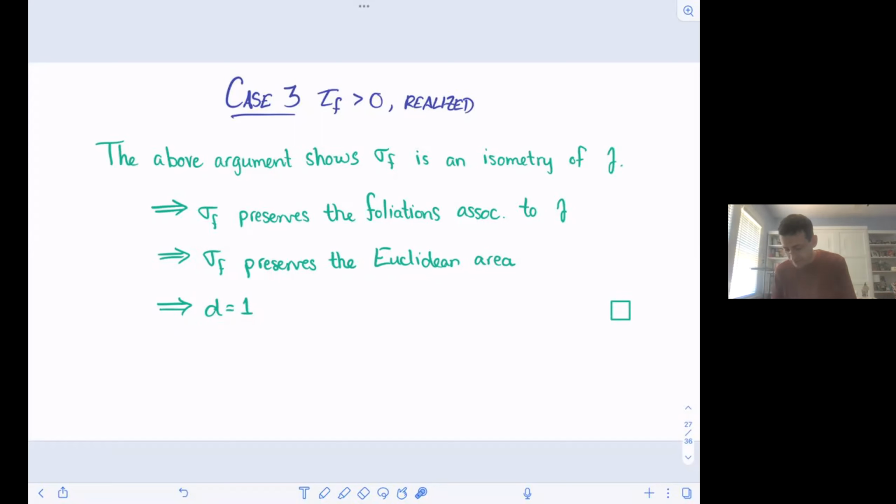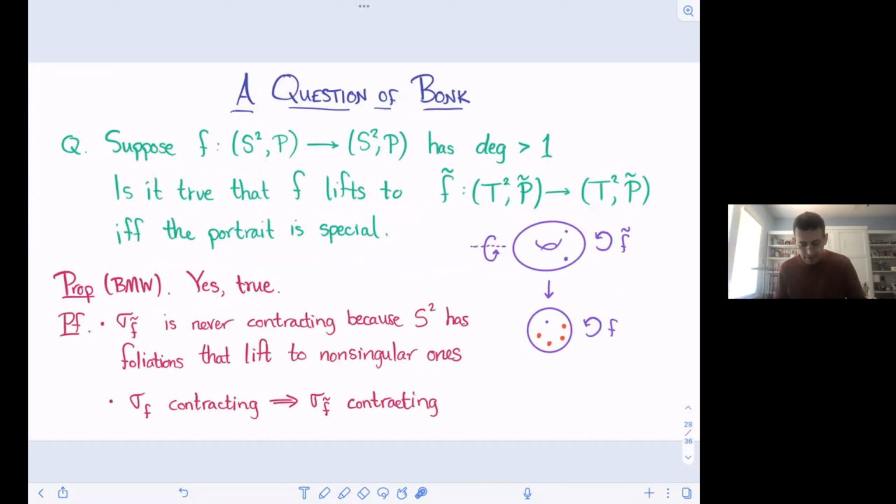Okay, that's it. That's essentially the proof of the Bers theorem. I also advertised, we answered some question of Mario Bonk. Here's the question and the answer. So suppose f is one of these branch covers, and we're assuming it has degree 1, and the surface is the sphere here. Is it true that f lifts to the torus, right? It's confusing because f is already a covering, but sometimes you can lift a covering to a covering of the torus over itself. Okay, and is it true that it lifts if and only if the portrait is special?